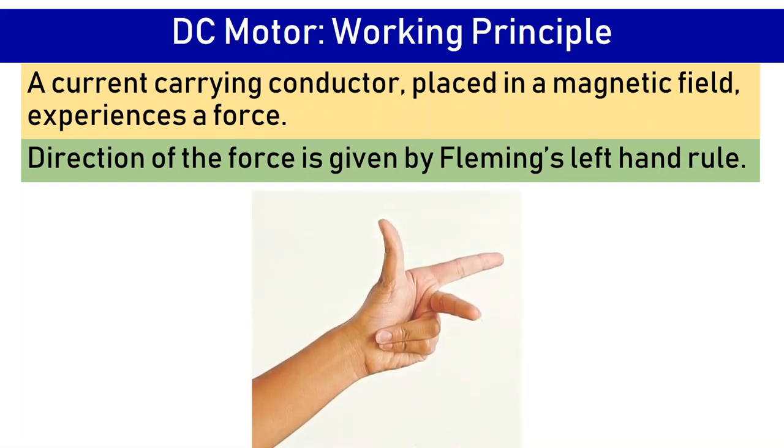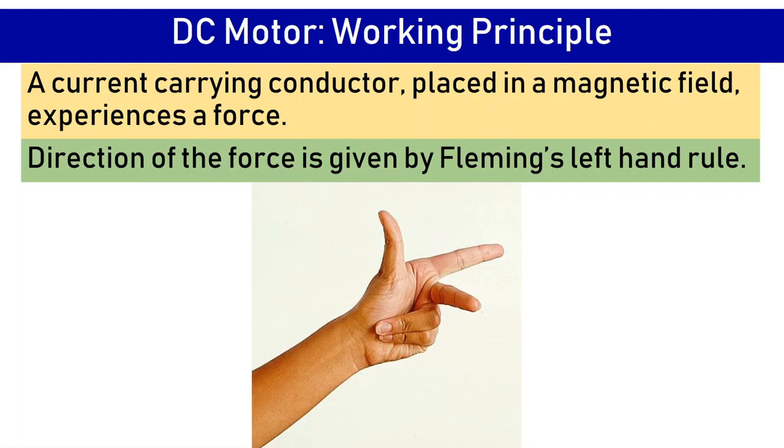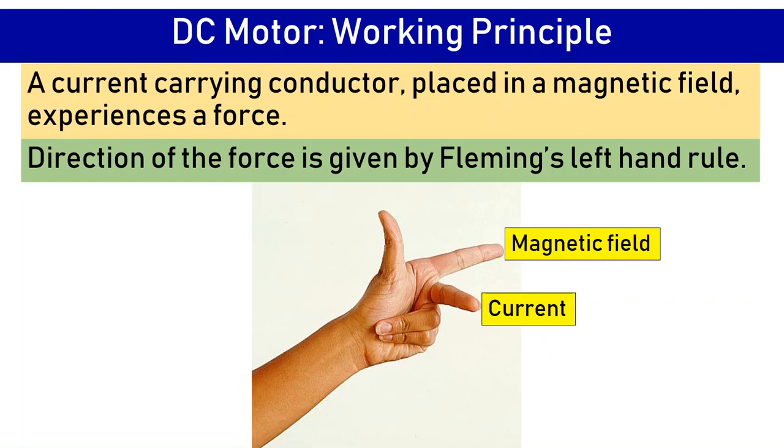According to this rule, you need to extend your thumb, your first finger, and your middle finger of the left hand in such a manner that they are mutually perpendicular to each other. Once you do it, then the direction of the middle finger corresponds to the direction of current. The direction of first finger corresponds to the direction of magnetic field. And once you know these, the direction of force is determined by the direction of the thumb.